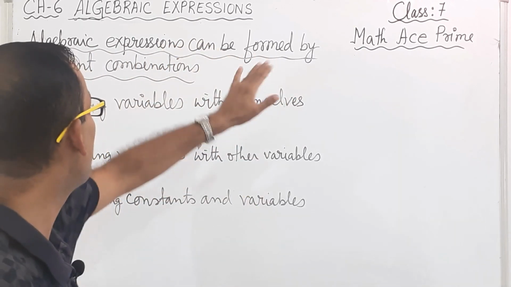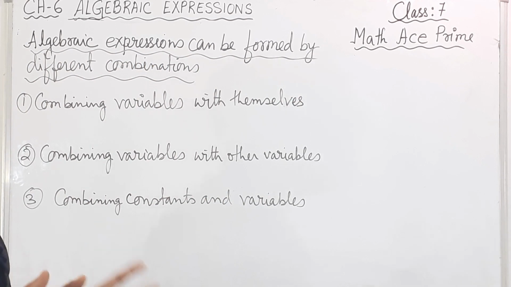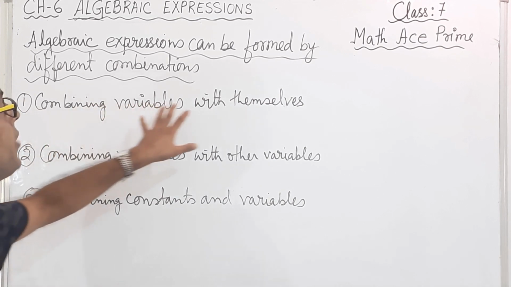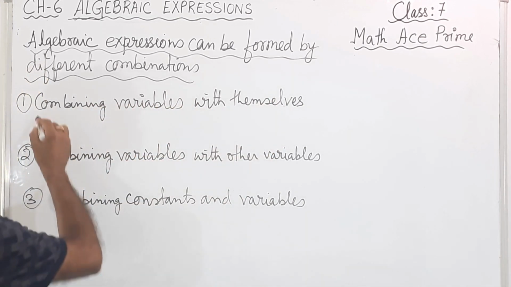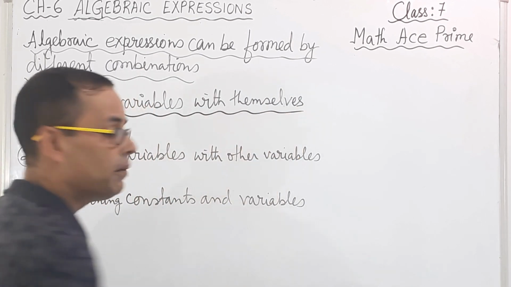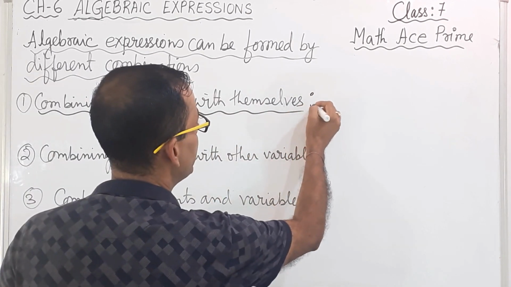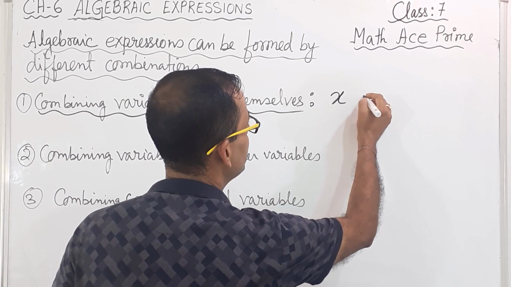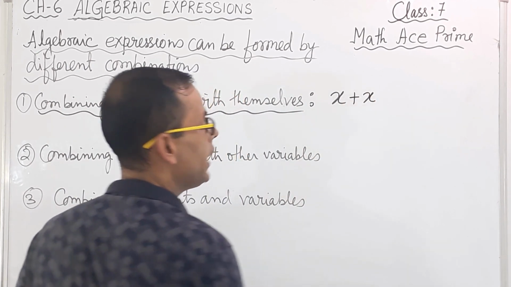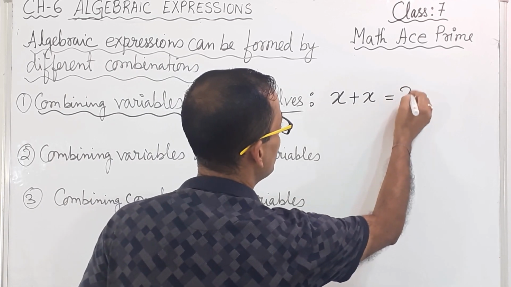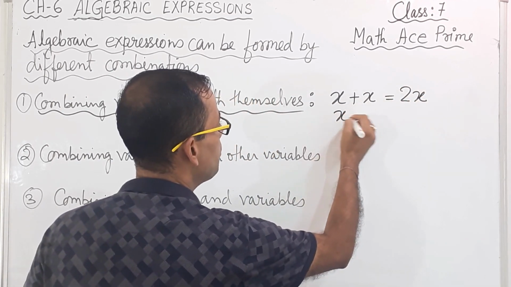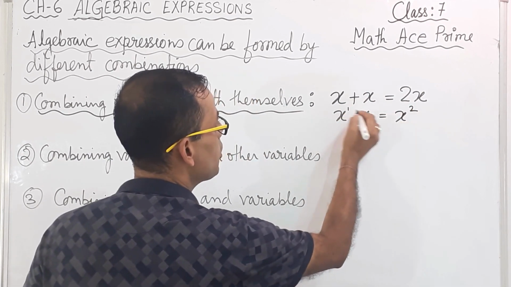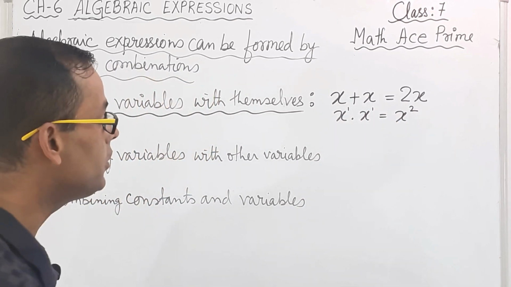Clear students, we will understand that algebraic expressions can be formed by different combinations. You can combine them differently. So how can you combine? Number one is combining variables with themselves. That means suppose you take a variable x and you take another variable also x, and if you want to add them, x plus x will become 2x. Again, if you want to combine x into x, then it will become x to the power 2. Why? Because 1 plus 1 is 2, already you have studied.